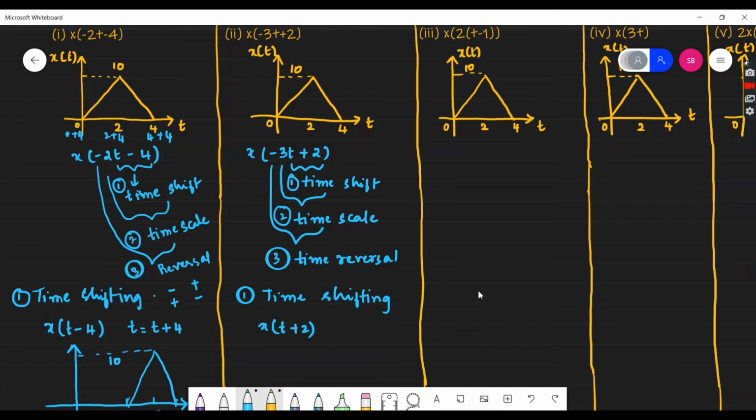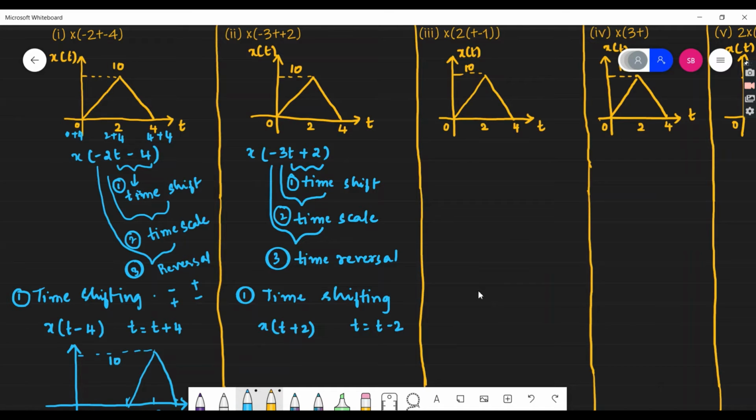If you want the signal in terms of plus, you have to use minus in the operation. So instead of t plus 2, now I have to substitute t as t minus 2. Here it was t minus 4, that's why I substituted t as t plus 4. Here it is t minus 2, that's why I am substituting t as t minus 2. It is plus 2, so I am substituting it as minus 2.